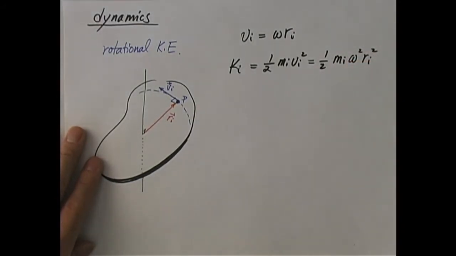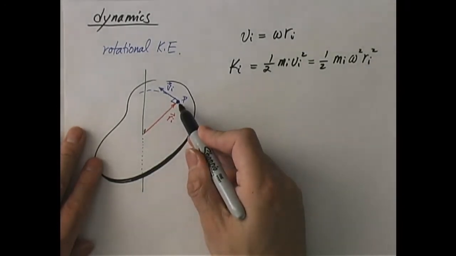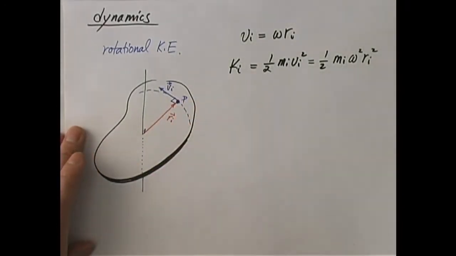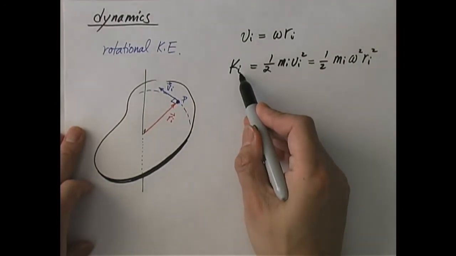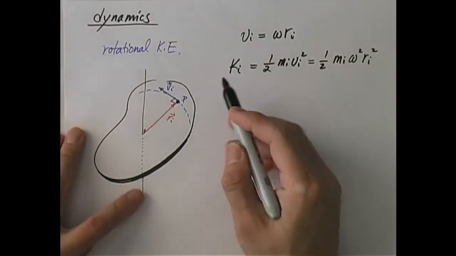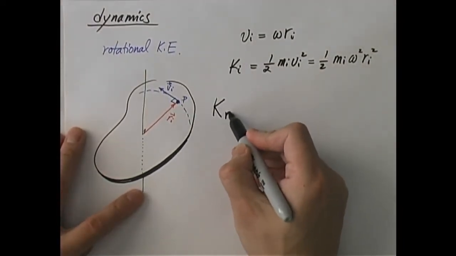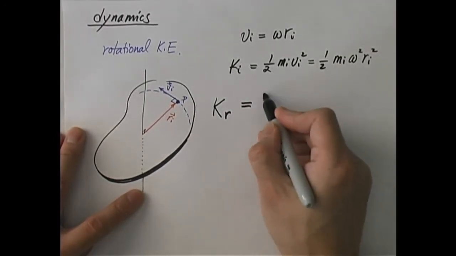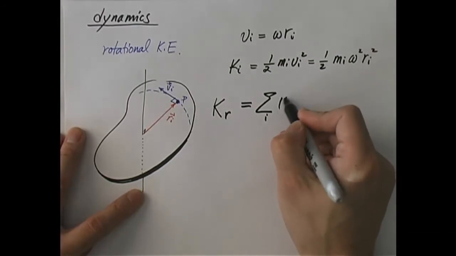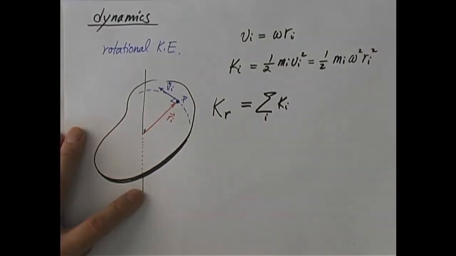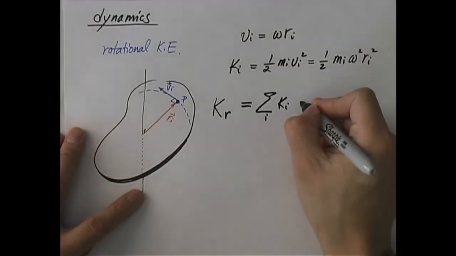Okay, this is just the kinetic energy of this little point. What is the kinetic energy of the whole piece? I need to sum over i to add up the contribution from all these points, right? So the kinetic energy of rotation, K_R, is the sum over all the K's for individual points. Let's do the summation, shall we?